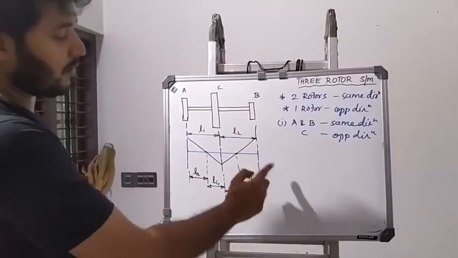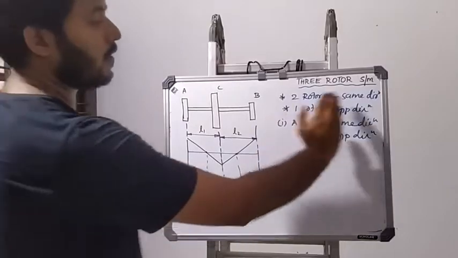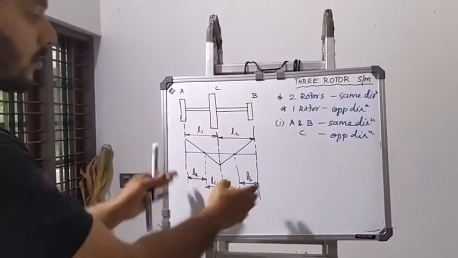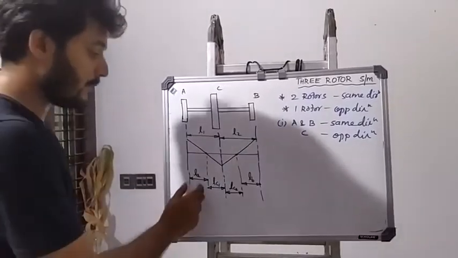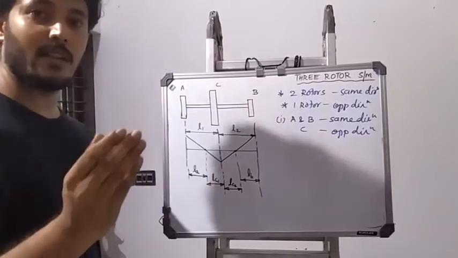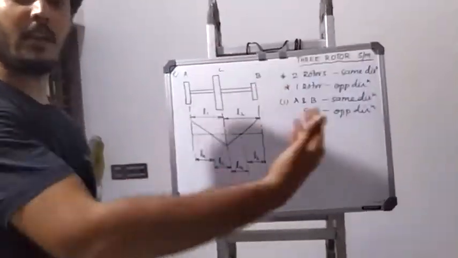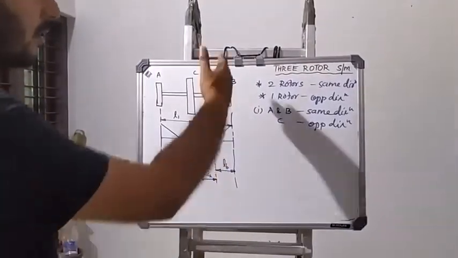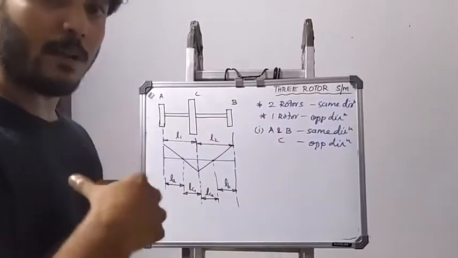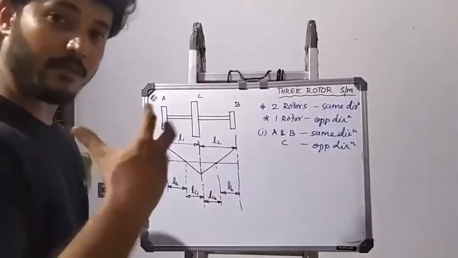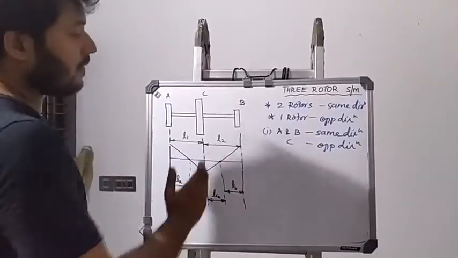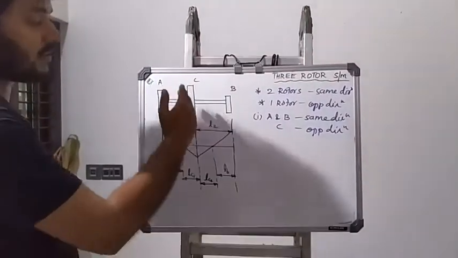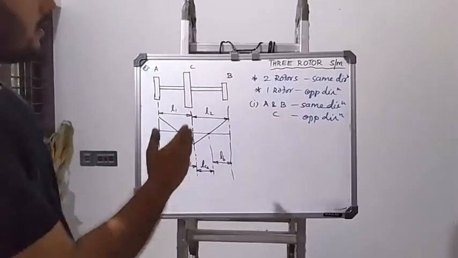So please remember all these notations. Whatever the sense of rotation of these rotors, these notations will remain the same. LA will always be the distance from rotor A to the very immediate node that it makes. LB is the distance from rotor B to the immediate node that B itself generates. LC1 is the distance from rotor C to the node made between A and C. LC2 is the distance from rotor C to the node made between C and B.